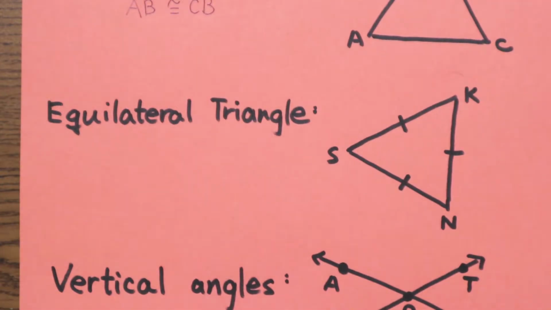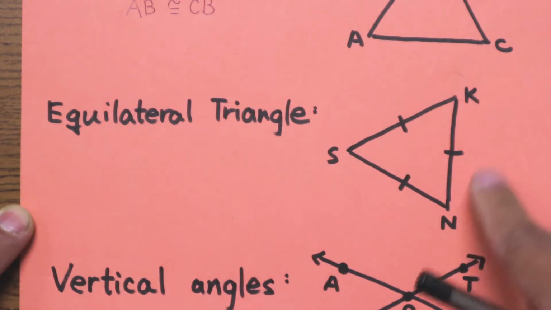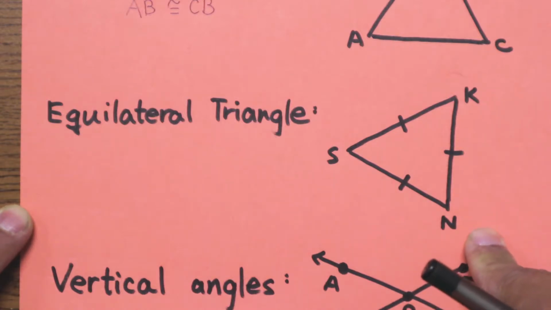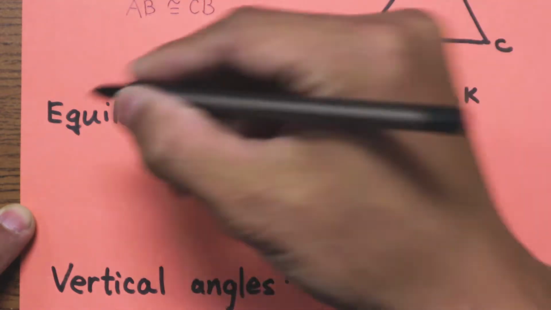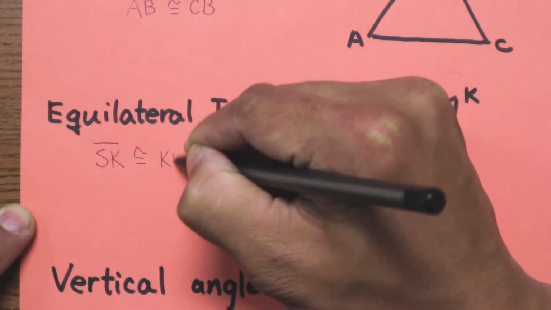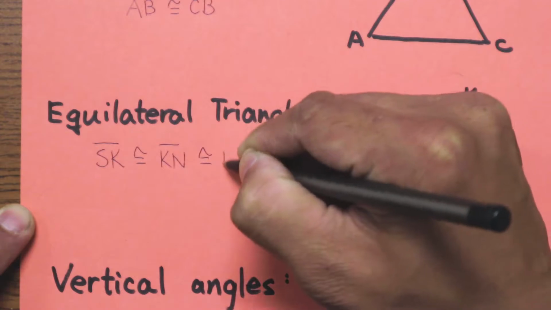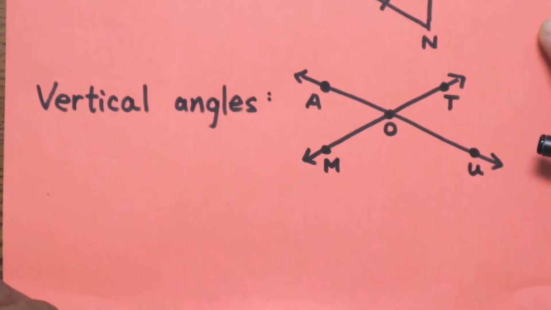So in an equilateral triangle, all three sides are congruent. In this case, side SK or segment SK is congruent to side KN or segment KN, which is also congruent to side NS or segment NS. So we're going to write segment SK is congruent to segment KN, which is also congruent to segment NS. All three sides are congruent. And later you learn that in equilateral triangles, all the angles are the same as well, which we'll take a look at later. The last thing that you're going to learn is something called vertical angles.